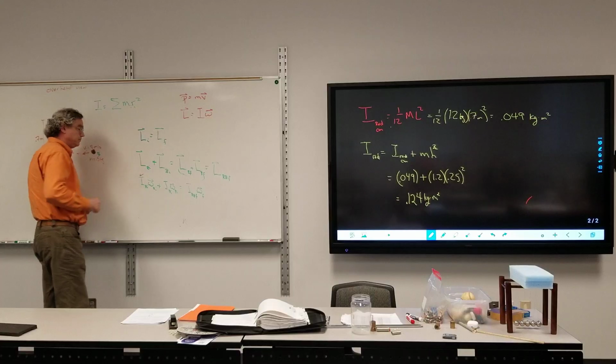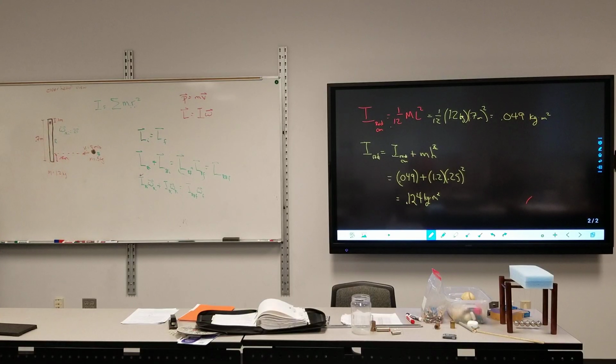How'd you get the 0.25? We're shifting the axis, so the center of mass is in the middle. So this distance is 0.35 meters, and we shifted it till it's 0.1 meters from the end. It's just the difference of those two.